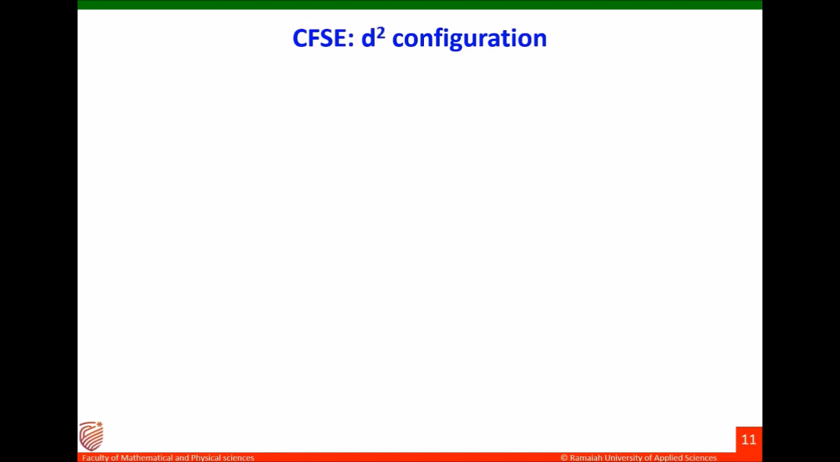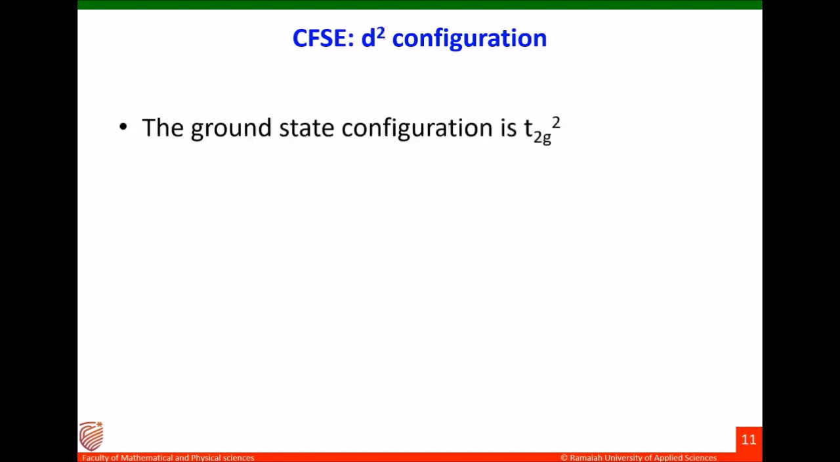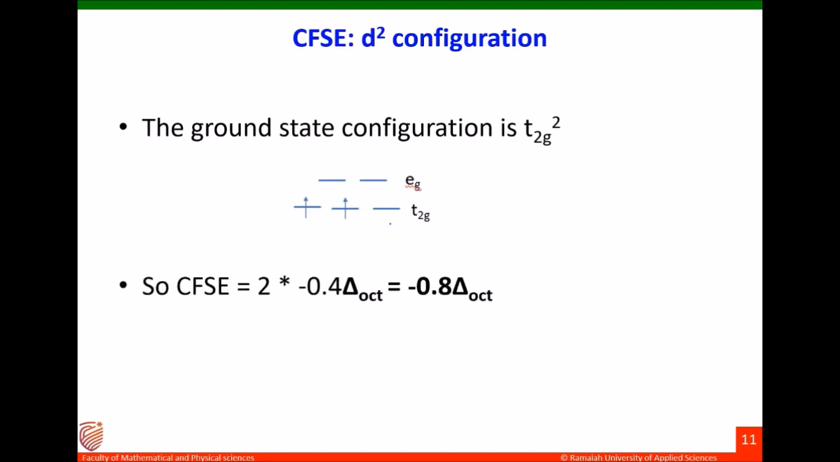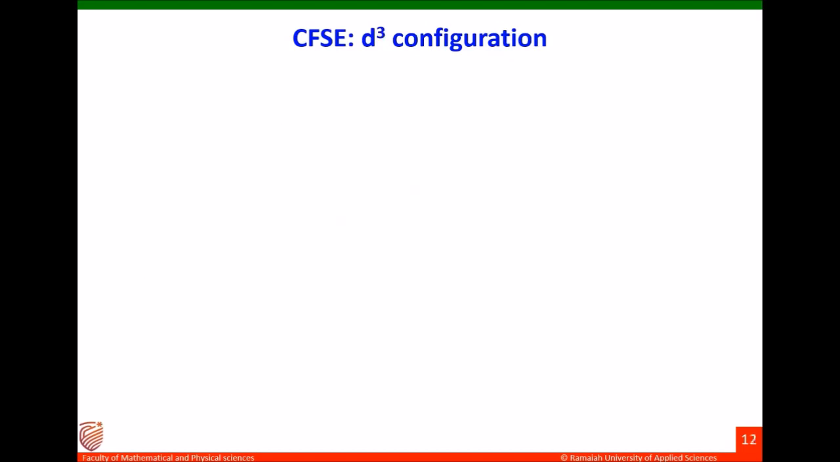Now consider a d2 configuration. At ground state, the d2 configuration means the two electrons will be in T2g. In T2g, the value of energy is minus 0.4 delta octahedral. So crystal field stabilization energy equals number of electrons, which is 2, into minus 0.4 delta octahedral, equal to minus 0.8 delta octahedral. So the crystal field stabilization energy for d2 configuration is minus 0.8 delta octahedral.